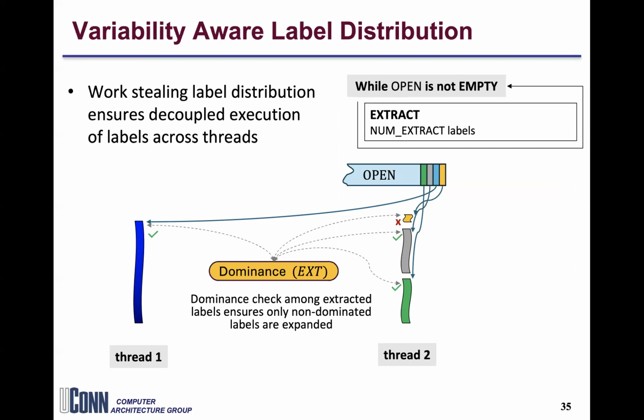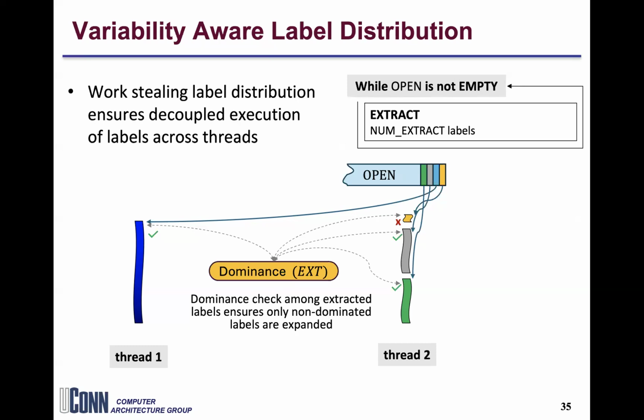Now, when we extract multiple labels from open at any given time, these labels can dominate each other. So we have to introduce a new dominance check in our parallel algorithm, where if a label is extracted, it first checks all of the extracted labels: is there any label in there that is going to dominate this one? If it does, it squashes it. If it doesn't, it keeps processing.